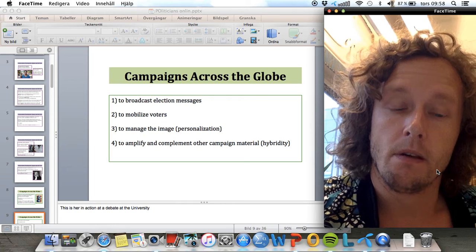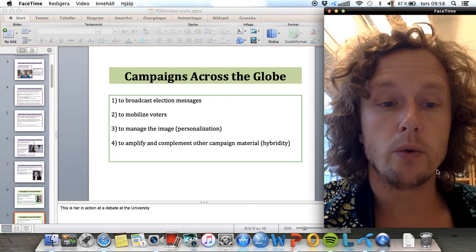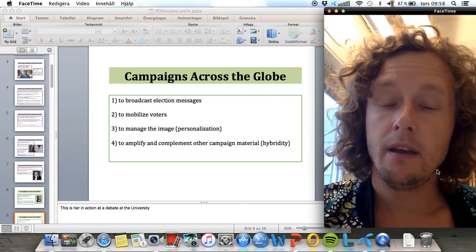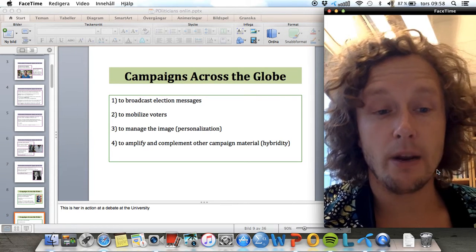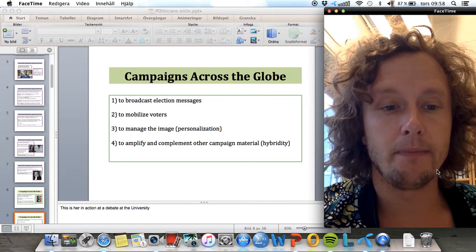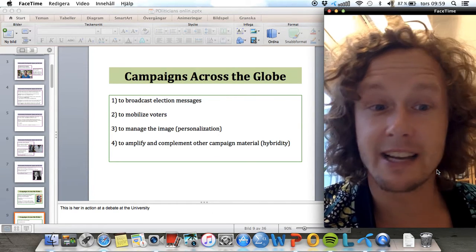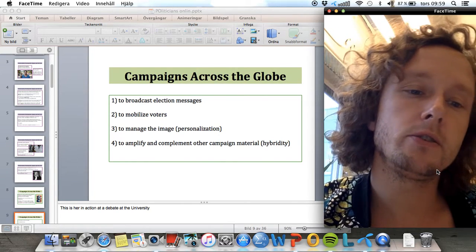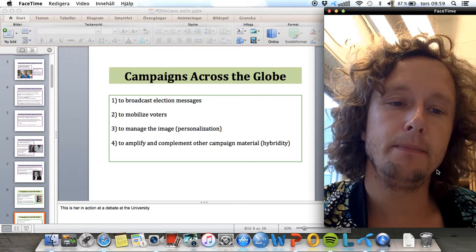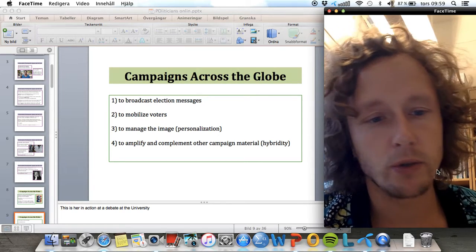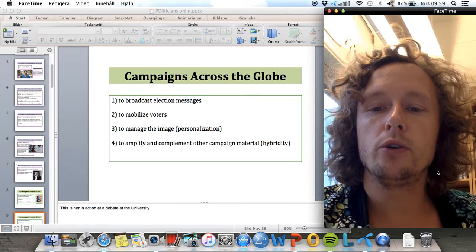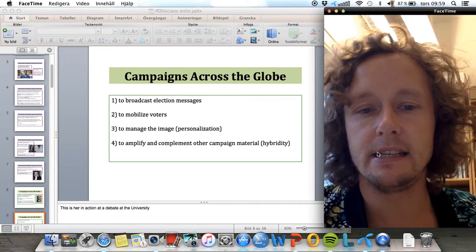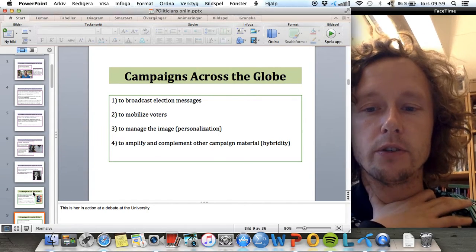Mobilize voters. Maybe you only reach those who really like what you stand for on your digital platforms anyway, and you then use digital platforms not to reach the ones that would not connect to you on Facebook anyway, but to mobilize your supporters. Or maybe you use it to manage your image or personalization. There is also a huge literature on that. Or you use it to amplify or complement other material, in terms of the hybridity that Chadwick speaks about in the first chapter.